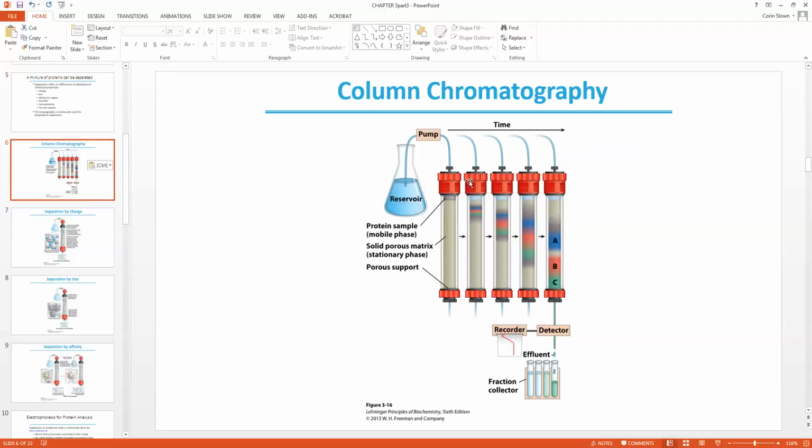Now, one of the really interesting things, and what's important to think about here, is that if you don't set up your column appropriately, you can actually have everything move through all at once. So part of what you're looking for are idealized column conditions that give you the greatest possible separation between the types of materials that you're trying to identify.